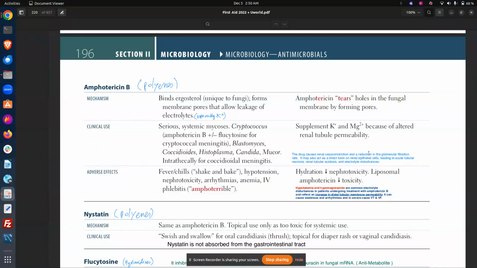And I have seen one question in UWorld in which they asked about amphotericin B, how we can manage nephrotoxicity that is related to amphotericin B, or how we can reduce the nephrotoxicity caused by amphotericin B. Hydration is the answer. We can reduce nephrotoxicity by hydration, and liposomal amphotericin B also decreases toxicity.